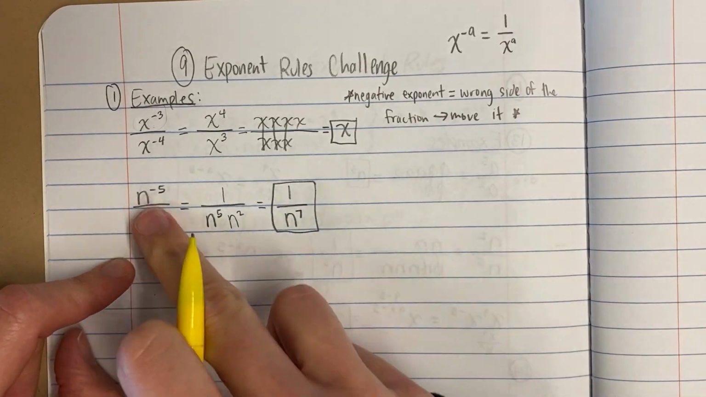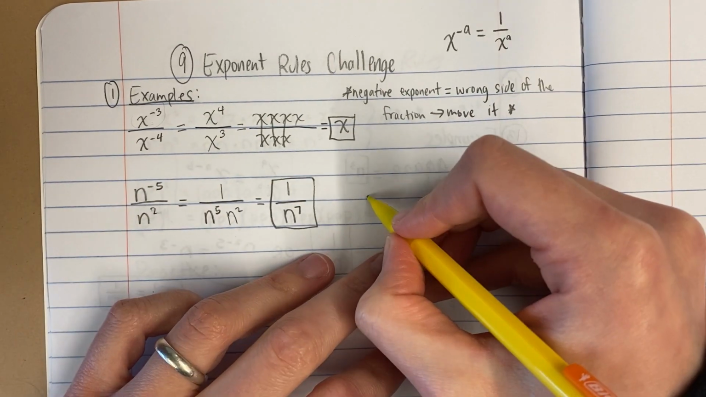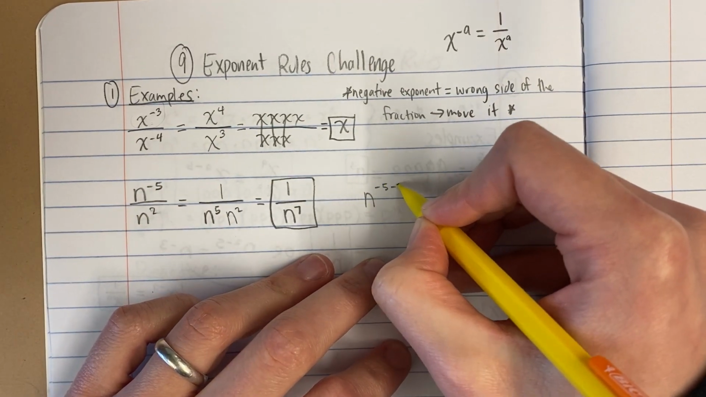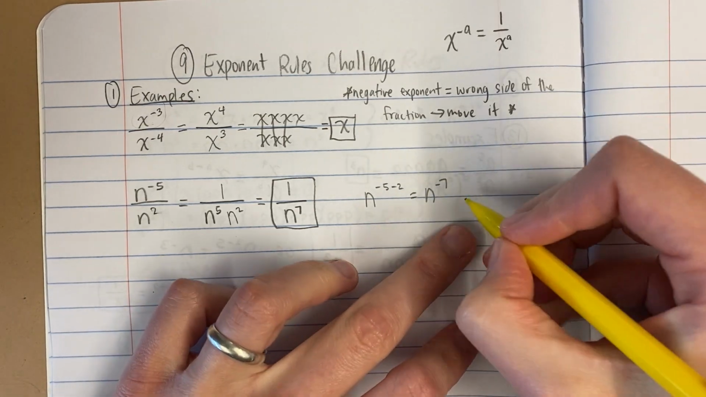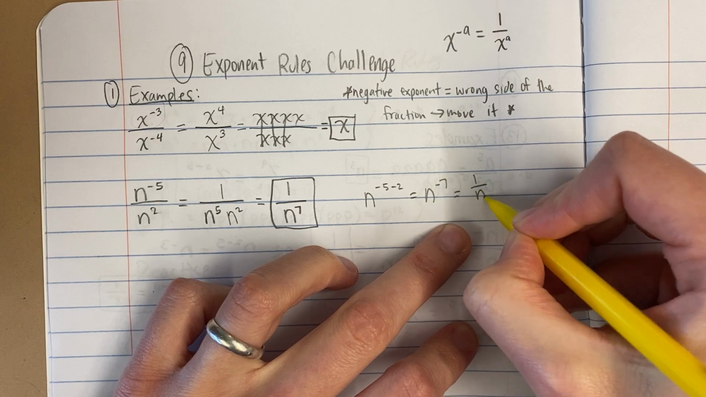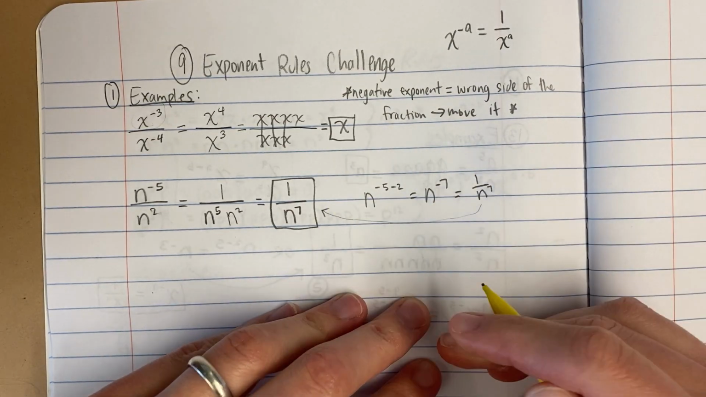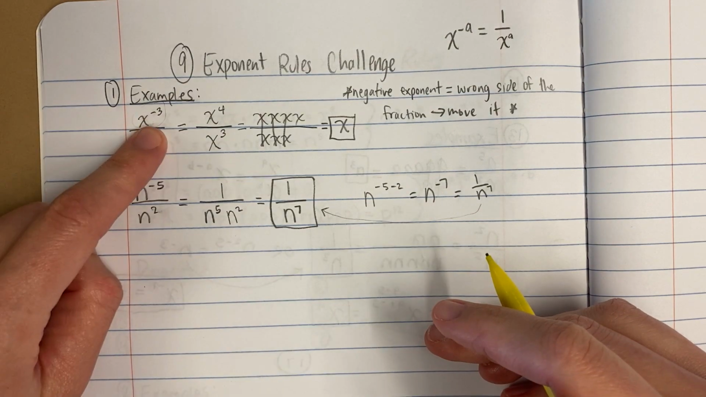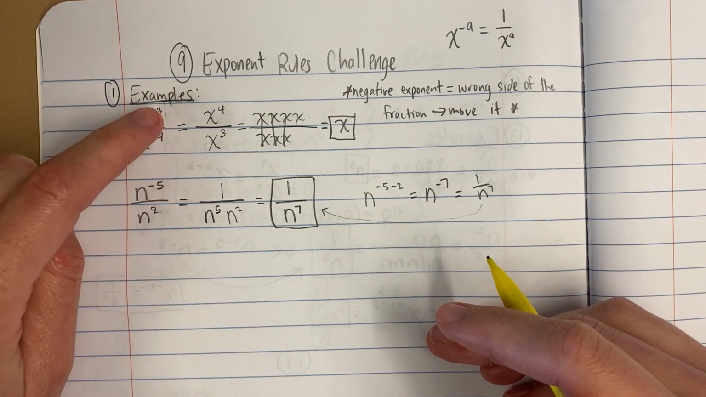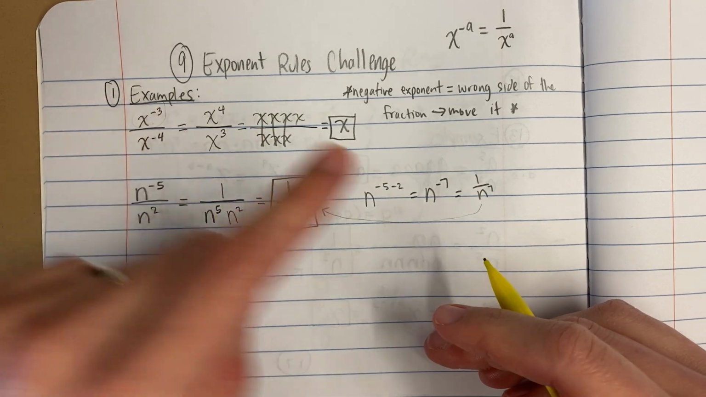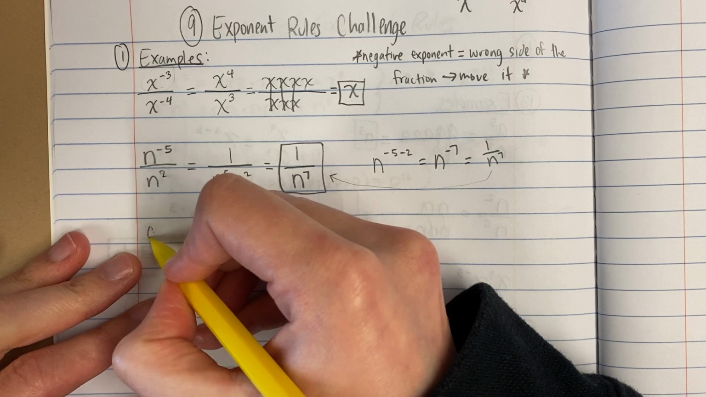Now, if you're a fan of the shortcut, where you just subtract, the top minus the bottom, that'll work too. Look, negative 5 minus 2 equals n to the negative 7th. But of course, we don't write it like that. We would write it 1 over n to the 7th, which you can see is the same. So that shortcut still works. And here, had I done this, I would have done negative 3 minus negative 4. That would have become negative 3 plus 4, which would become 1, x to the first. So the rule still works, but I want you to understand why.